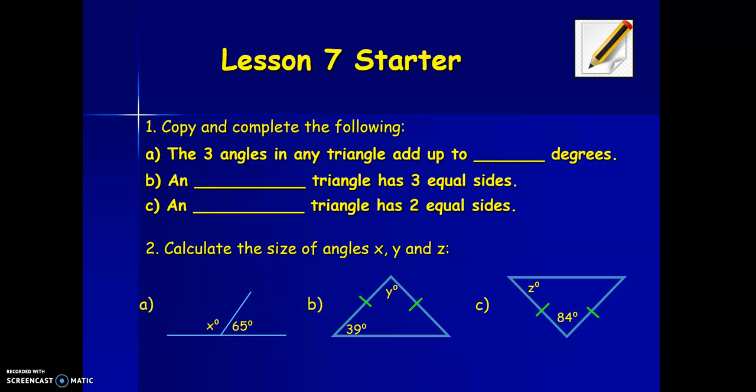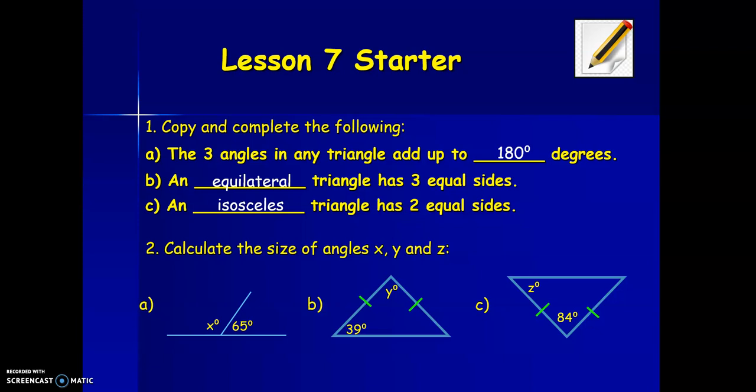Okay, let's have a look at the answers. Question 1A. The three angles in any triangle add up to 180 degrees. 1B. The triangle with three equal sides is called an equilateral triangle. 1C. The triangle with two equal sides is called an isosceles triangle. Question 2. Calculate the size of angles X, Y and Z.